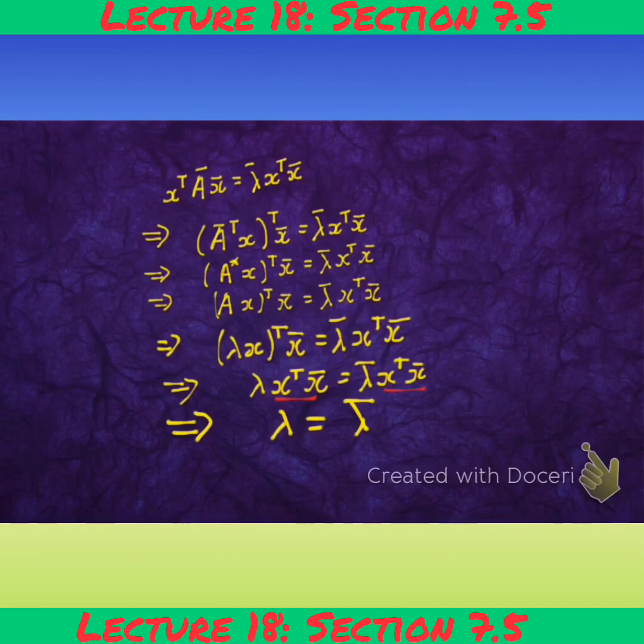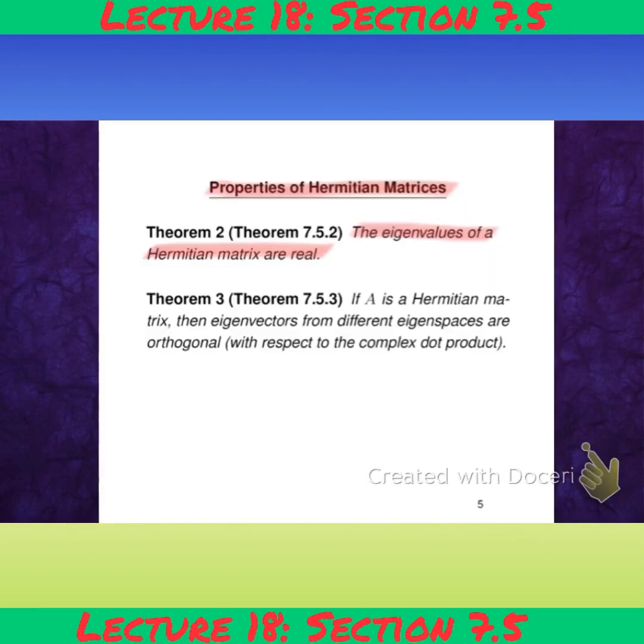Lambda must be a real number, because the only way a complex number can be the same as its conjugate is if it is a real number. So therefore lambda is real. Okay, so a Hermitian matrix always has real eigenvalues.